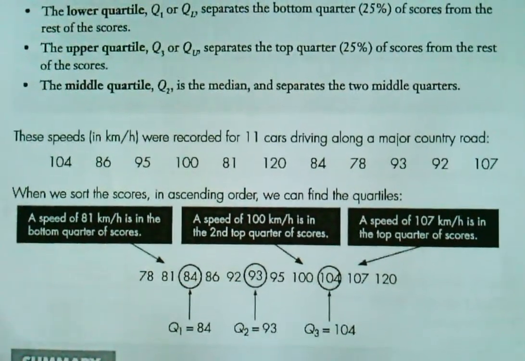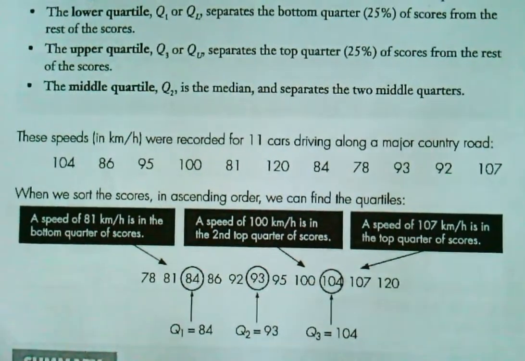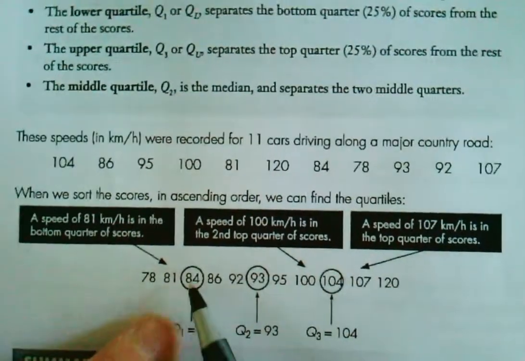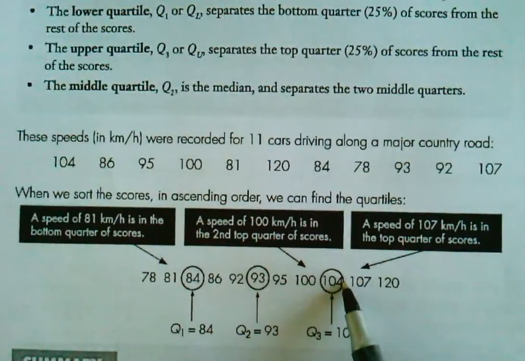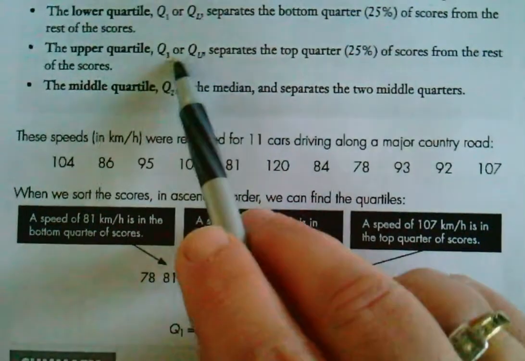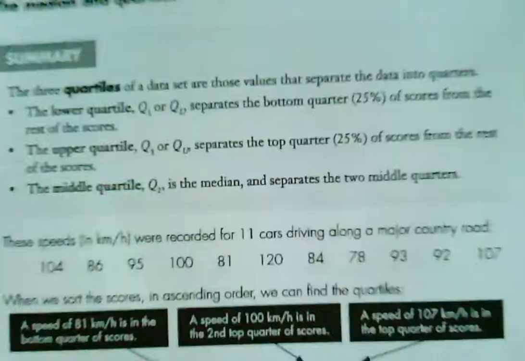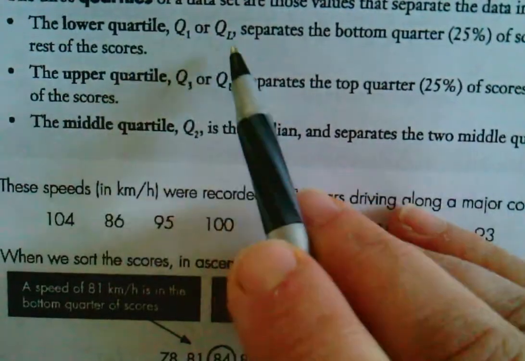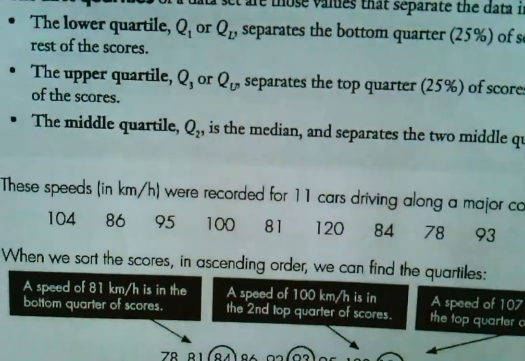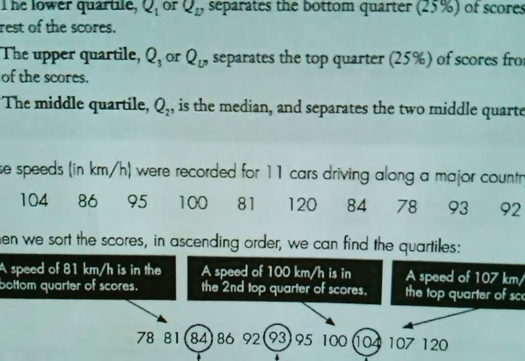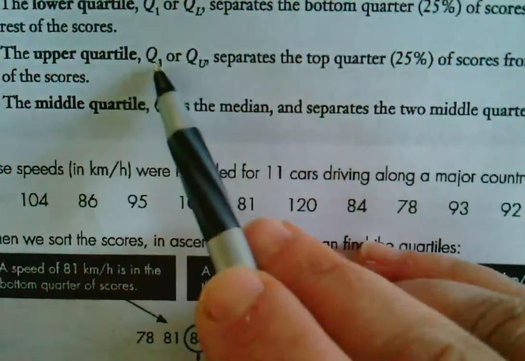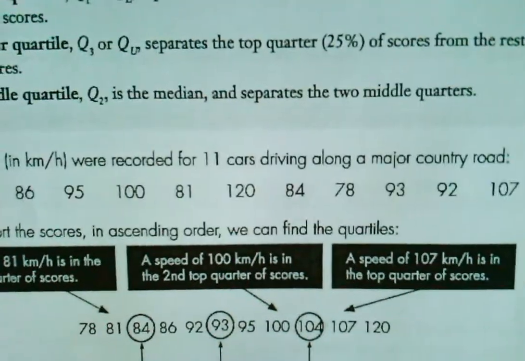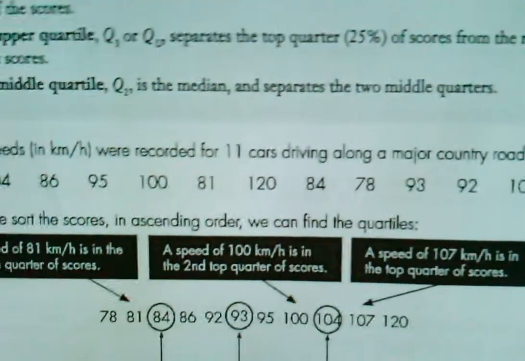The lower quartile, Q1, separates the bottom quarter, or 25% of scores, from the rest of the scores. So that's the bottom quartile here. The lower quartile is the first quartile. It's called Q1 or QL for lower, okay? The upper quartile is the top quartile. It's called the third quartile, Q3 or QU for upper. It separates the top quarter, or 25% of scores, from the rest.